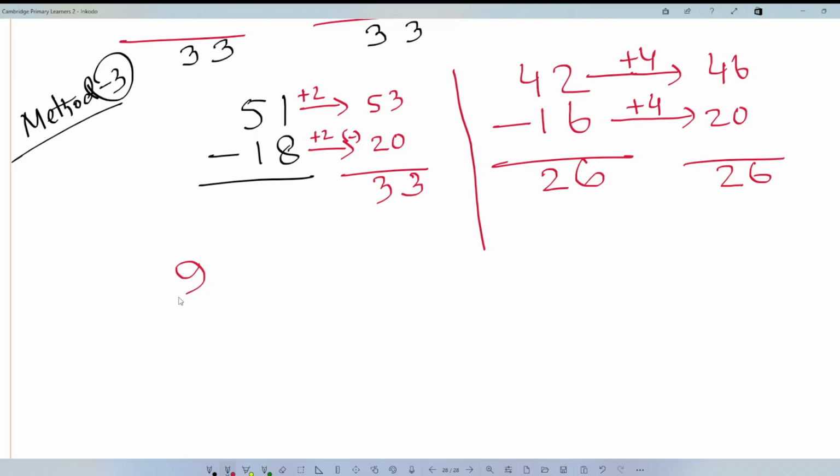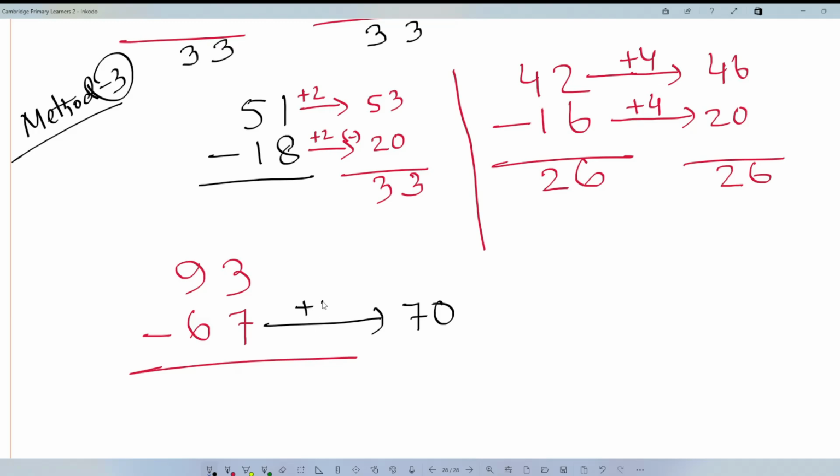Suppose 93 minus 67. It's a big thing. 67 we consider this is 70. It means we are adding plus 3. And also 93 we will add again 3. So 93 become 96. So 6 minus 0 is a 6. 9 minus 7 is a what? 2. So our right answer is 26.